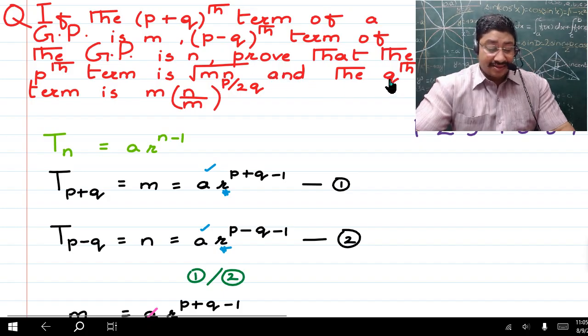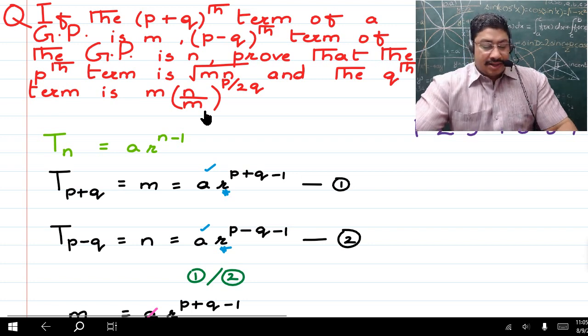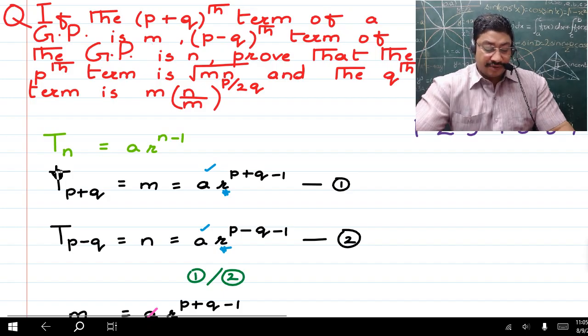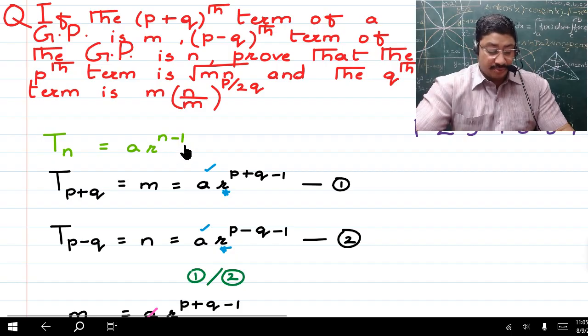Remember, there is another second part which I would like you people to try, although I will also be discussing it. Now when we have this p plus qth term to be m, as we know that Tn is given by a into r raised to the power n minus 1, so T(p plus q) will become m as is given, so it will be a into r raised to the power p plus q minus 1. Now the p minus qth term is n, as such it will be written to be a into r raised to the power p minus q minus 1.